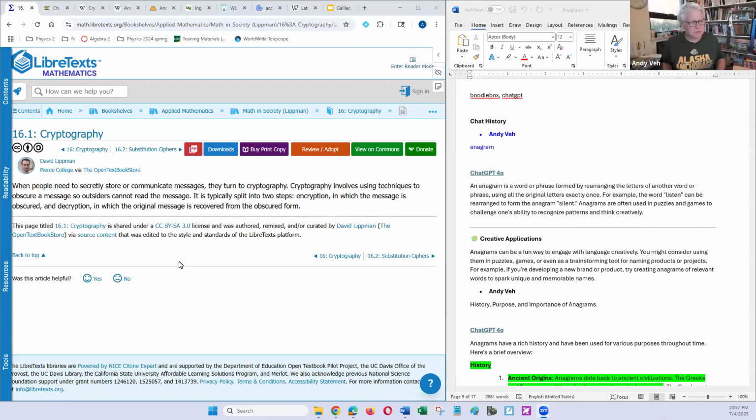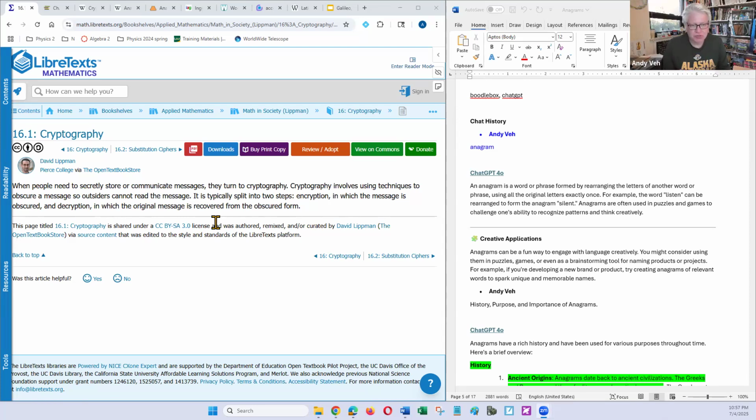So this is about cryptography, and it's in front of us. When people need to secretly store or communicate messages, they turn to cryptography. The relation to math is the logic that's behind it, and using math in order to make a cipher and decipher it. Cryptography involves using techniques to obscure a message so outsiders cannot read the message.